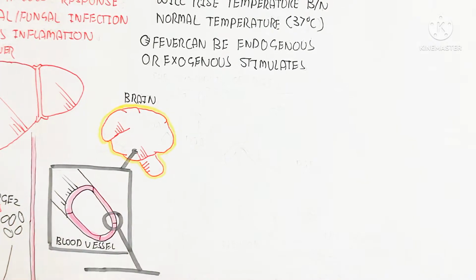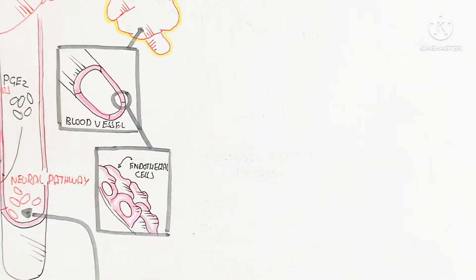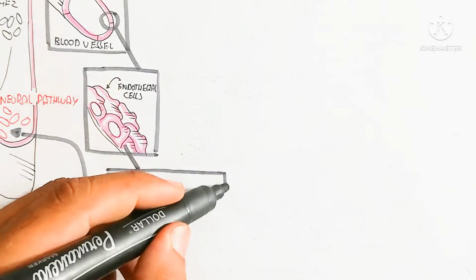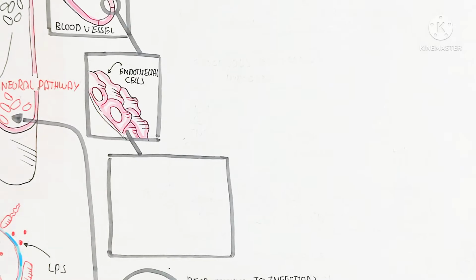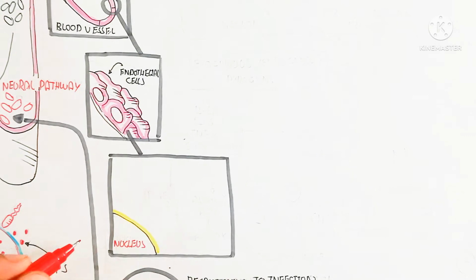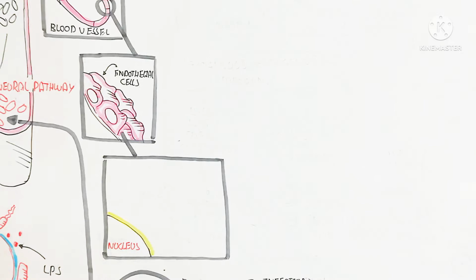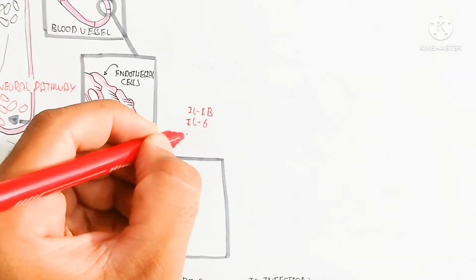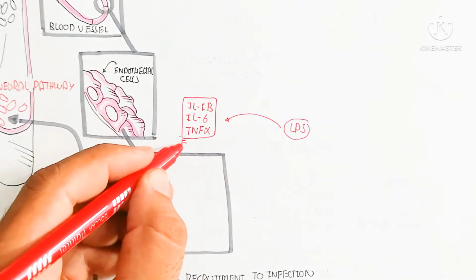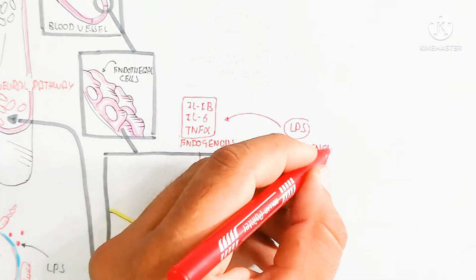When we go into the brain, let's begin to understand this endothelial cell of the blood circulatory system. There are different types of cells, but here the blood vessel contains endothelial cells, which contain a nucleus. So how is prostaglandin E2 synthesized? Interleukin 1 beta, interleukin 6, and tumor necrosis factor alpha. These are endogenous, remember.